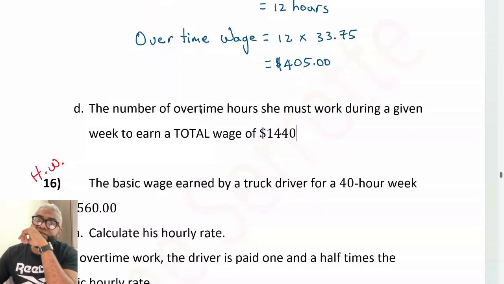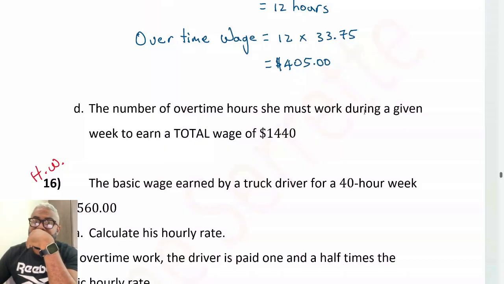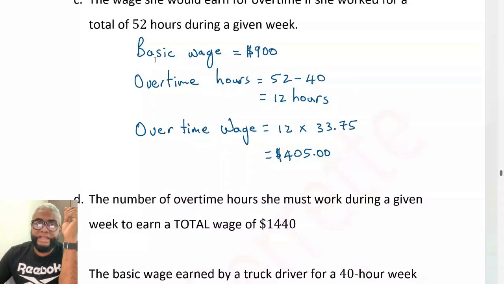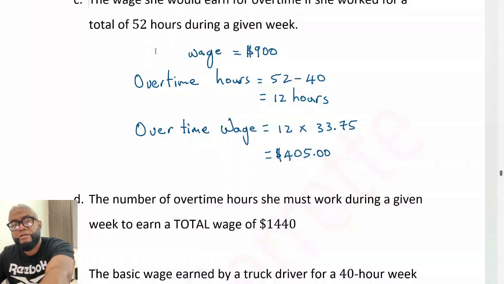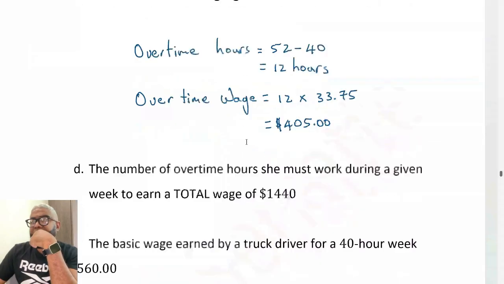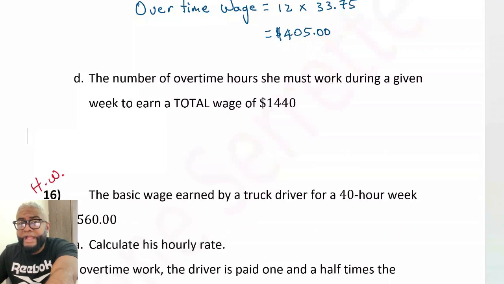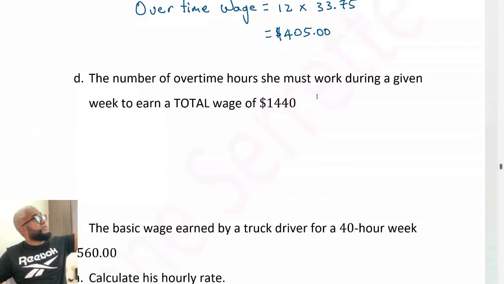Now, the total overtime hours she must work. The total overtime hours she must work during a given week to earn a total of 1,440. I didn't want to put this up here now. I thought it was the total wage they wanted for the week, but they just wanted this. Right? Okay, guys? So now we're going to calculate how many hours she must work to earn that.